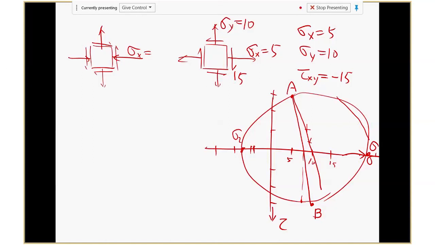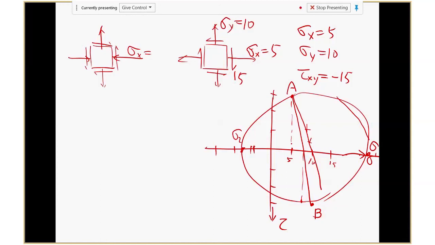What's sigma 1? Okay, how do you proceed here to find all the values? You need to find the R first. R is the key parameter. If you get R wrong, everything is wrong. If you get R correct, most of the rest will be correct. So what's the R? Radius.